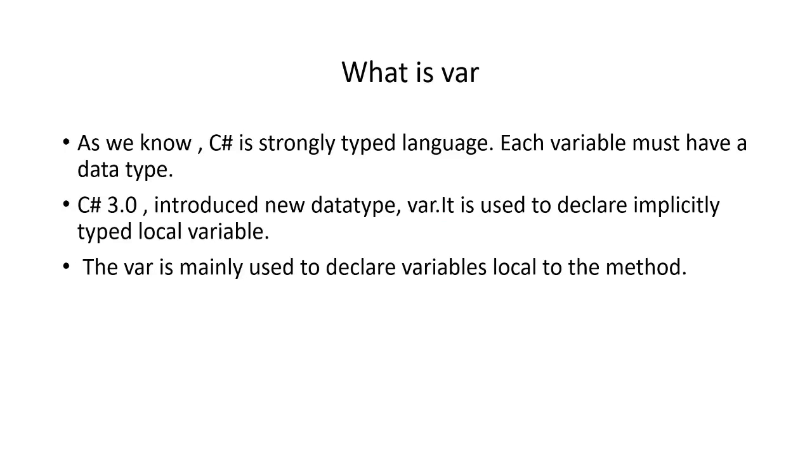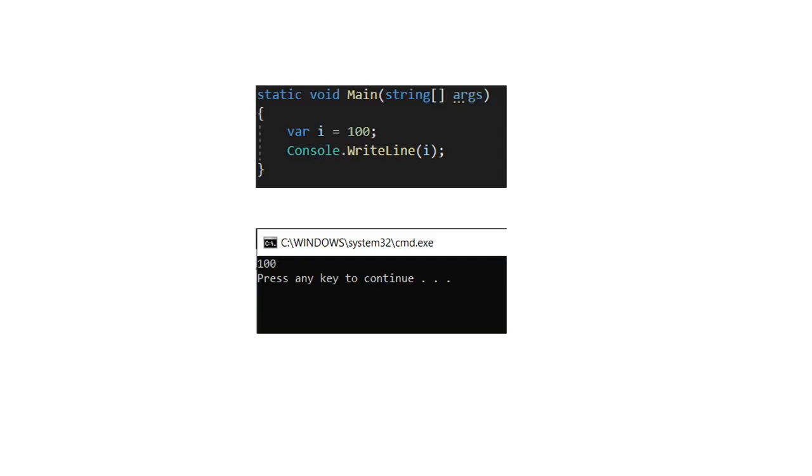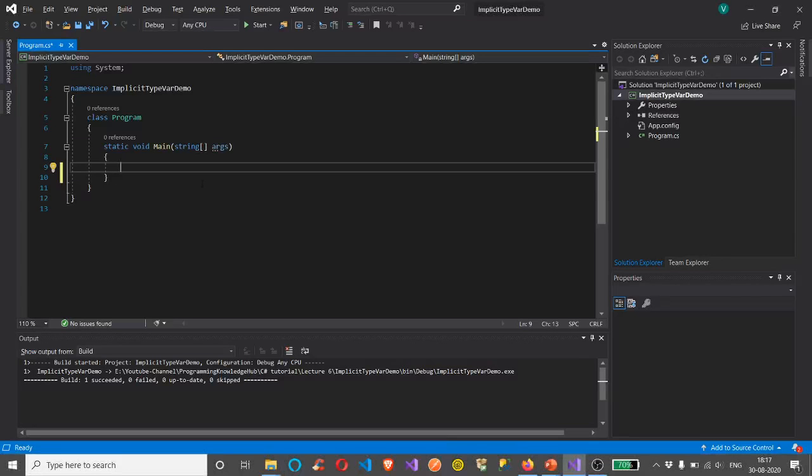So what is var? As we know, C# is a strongly typed language. That means each variable must have a data type. In C# 3.0, Microsoft introduced a new data type called var. The var is used to declare implicitly typed local variables. So let's switch back to Visual Studio to understand this.